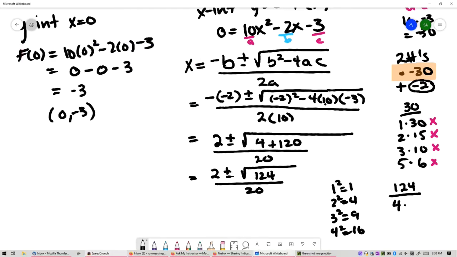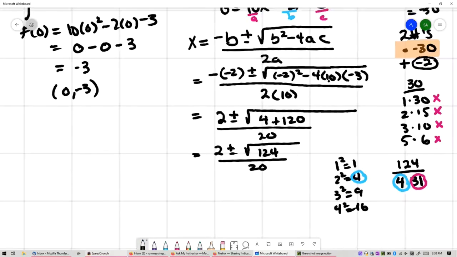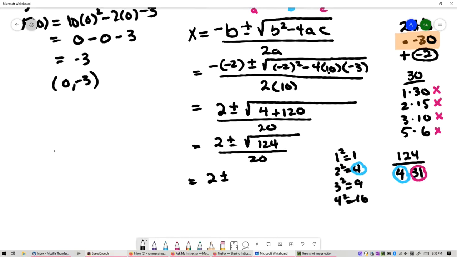So 4 times 31 is 124. What you really want is the largest perfect square possible. And I know I've got the largest perfect square possible because 31 is a prime number. There are no other factors of 31 besides 1 and 31. So I know I've got the biggest perfect square that I could get. So underneath the radical, I'm going to change that to 4 times 31.